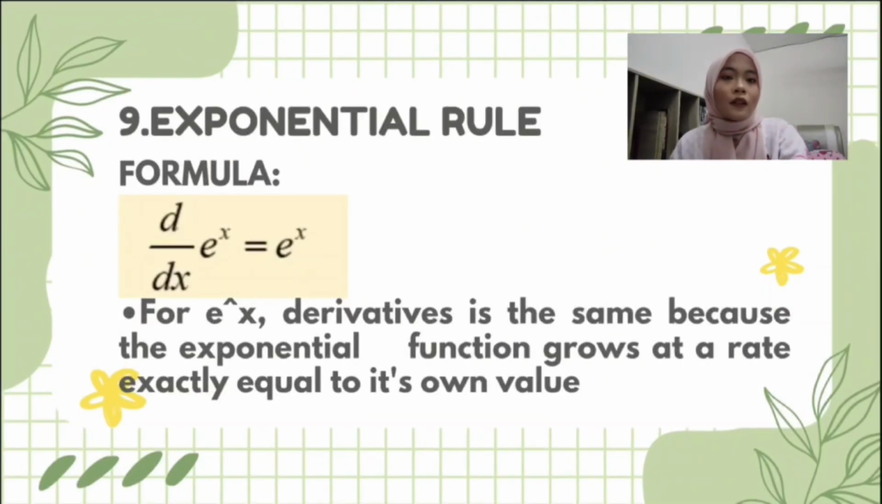The ninth rule is the exponential rule. The formula is given. For e power x, the derivative is the same, because the exponential function grows at a rate exactly equal to its own value.